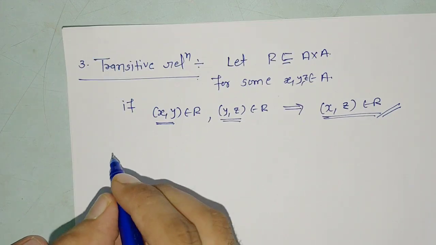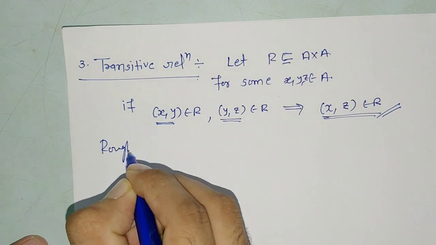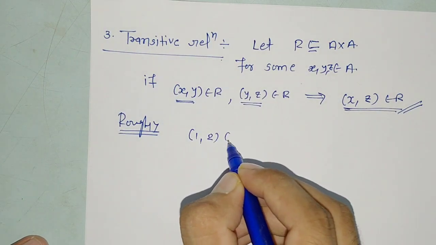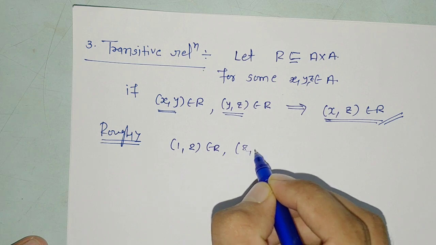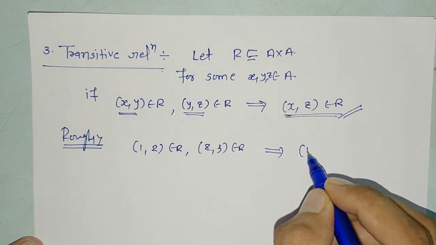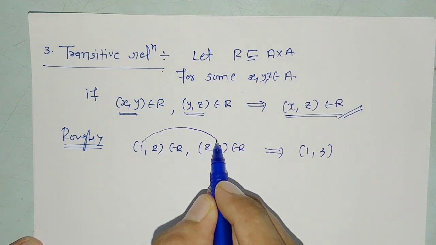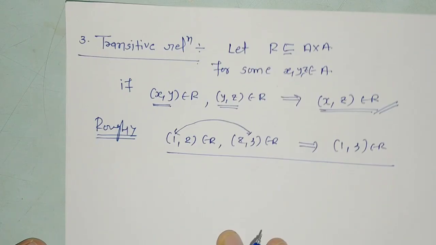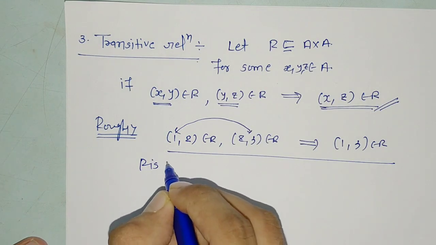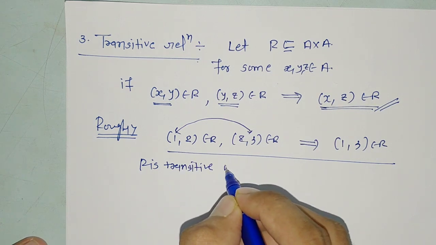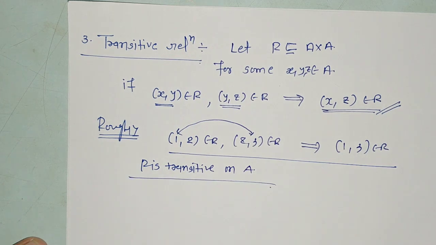Okay, so roughly, if I have (1, 2) in the relation and (2, 3) in the relation, then there must be the pair (1, 3), these two elements, also in the relation. Then I can say that R is transitive on A. Okay, transitivity is easier.